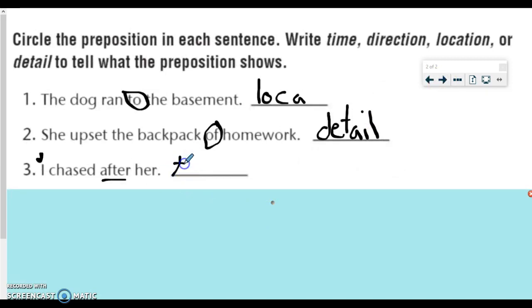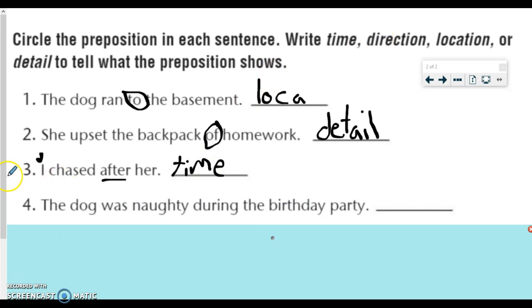If you wrote direction on this one, I wouldn't count it wrong because if you're thinking I chased after her, which way is he going? Or maybe it's a direction, it could kind of go with a direction. So I can understand how you would say that, but we're going to stick with time. All right, here we go.